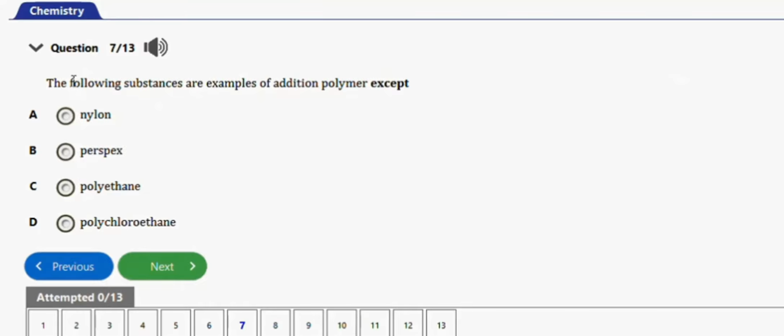This one says, the following substances are examples of addition polymer except. So nylon is the right answer. Nylon is an example of a condensation polymer, not an addition polymer. Alright, so the next question will be this one.